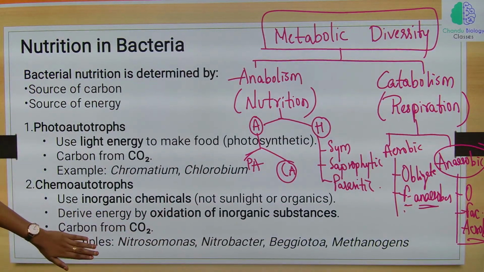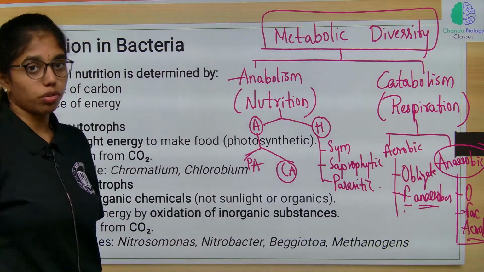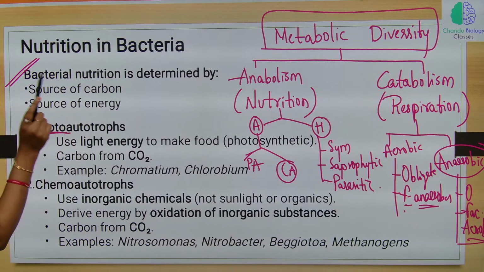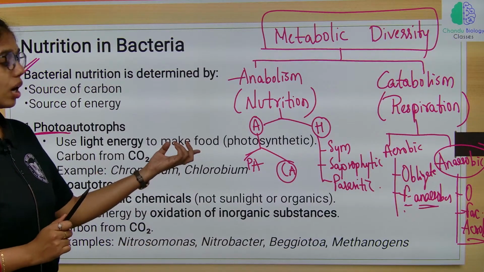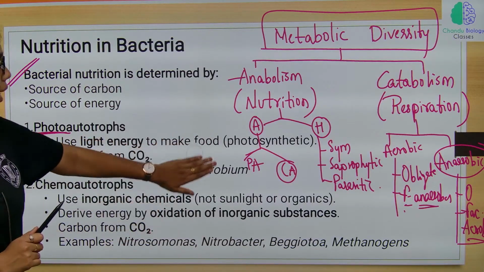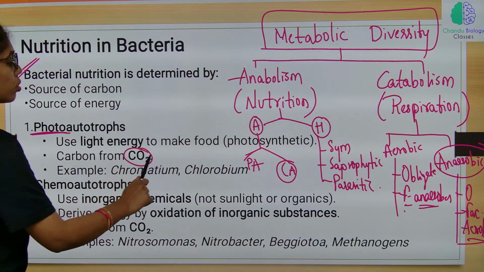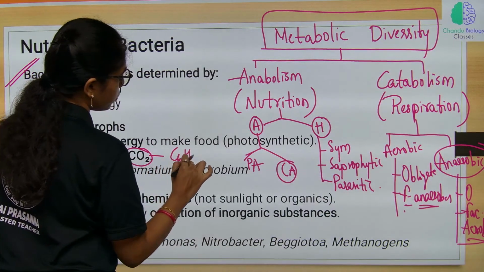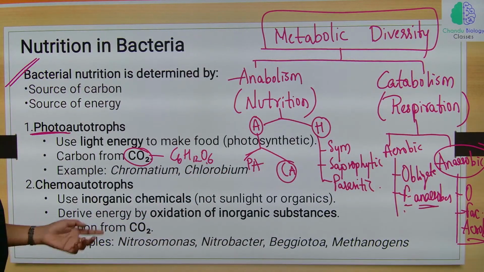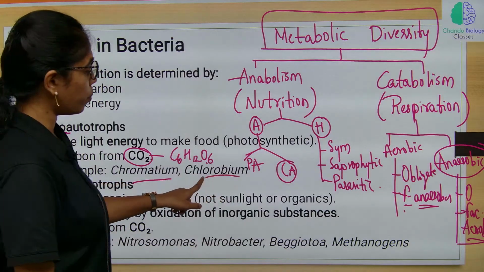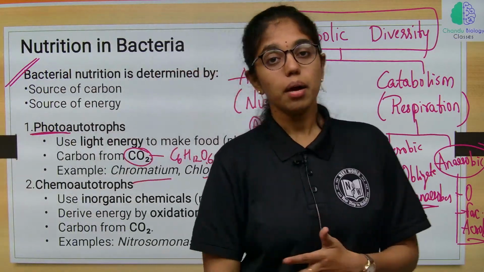Next, bacterial nutrition is determined by source of carbon and source of energy. Photoautotrophs. What is meant by photoautotrophic nutrition? Photo means light. So, using sunlight or light energy, the food is prepared, is called photoautotrophic nutrition. Here, carbon dioxide is fixed into glucose. Best examples include chromatium and chlorobium.